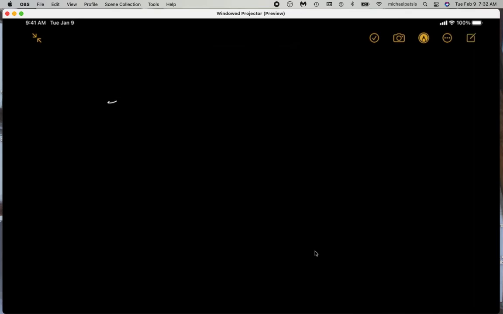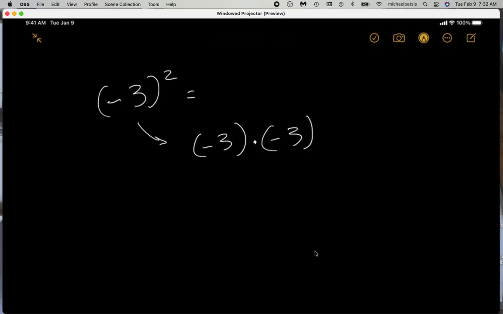Let's talk about negative issues and exponents. If you expand this out and use your intuition, this is negative 3 multiplied by itself twice, and that would be positive 9. That is different than this scenario. These are not the same because of the parentheses.